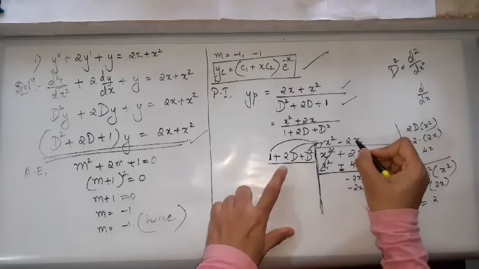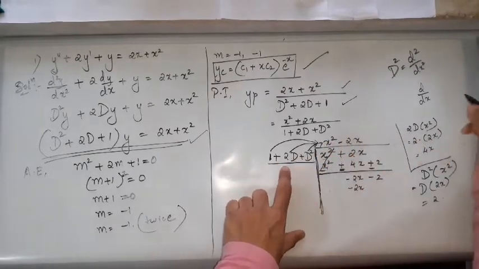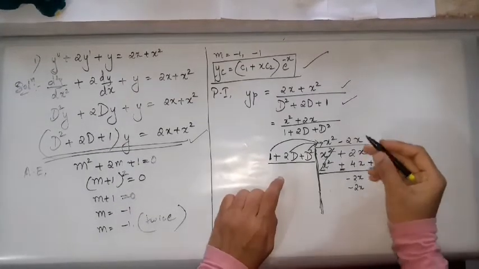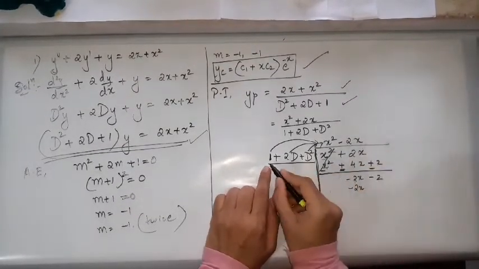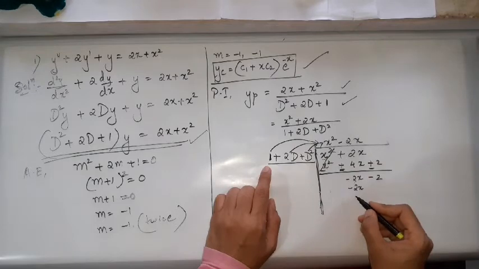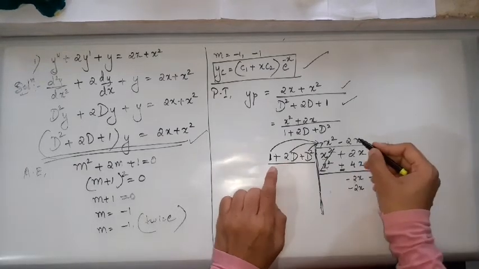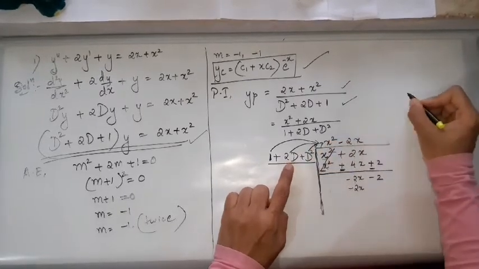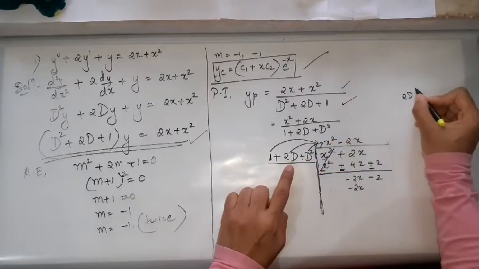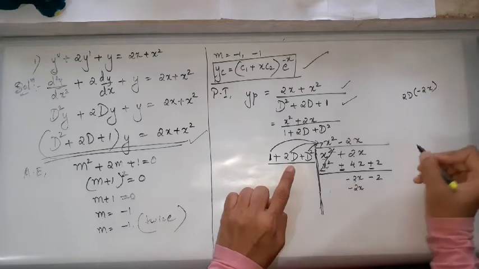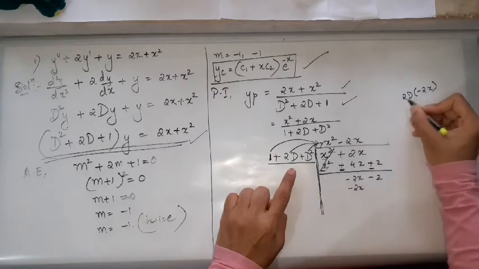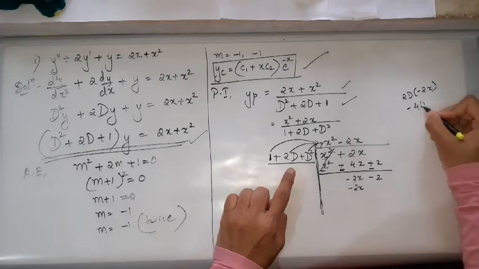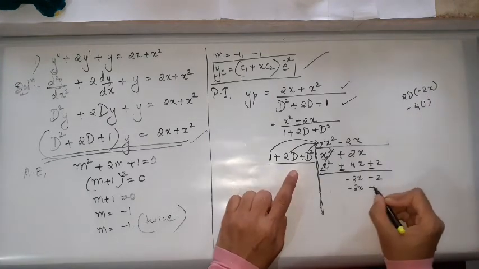Now again multiply minus 2x with 2d. First you have to multiply minus 2x with this one, so you get minus 2x. Then minus 2x with this one, minus 2x. Now you are multiplying this 2d with minus 2x, so 2d of minus 2x. Now 2 into 2 and the minus sign over here, so it becomes minus 4. Derivative of x is 1, so you result in minus 4.